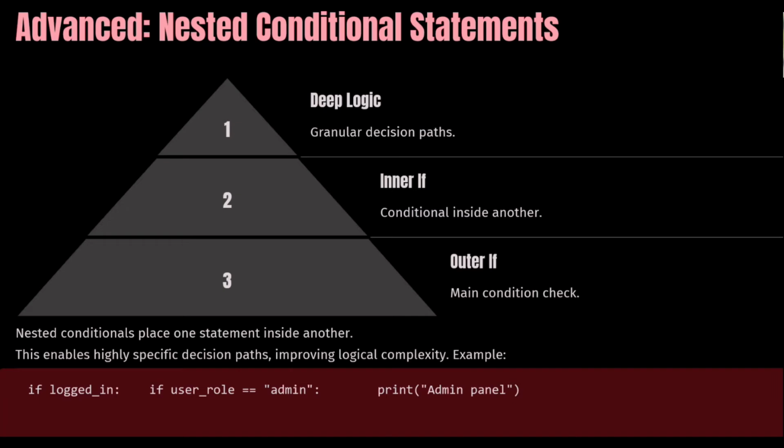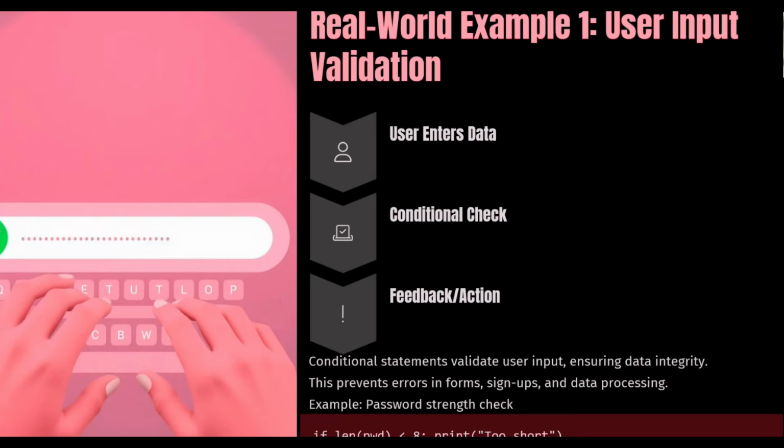Next, you can see a real world example, which is user input validation, like your login or sign in conditional. The user enters data, your username and password. The conditional check will verify that the username is correct and the password is correct, then it will give you feedback. The condition is verified and you can log in. Conditional statements validate your user input, ensuring data integrity, and this prevents errors in your sign up form and data processing.